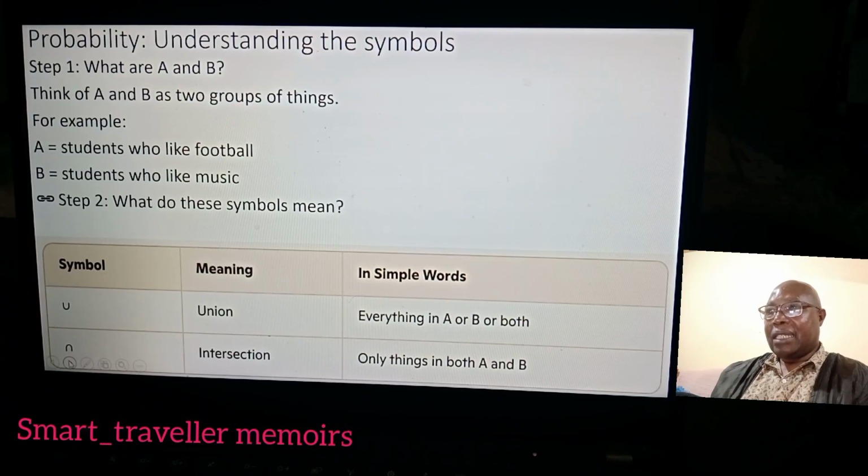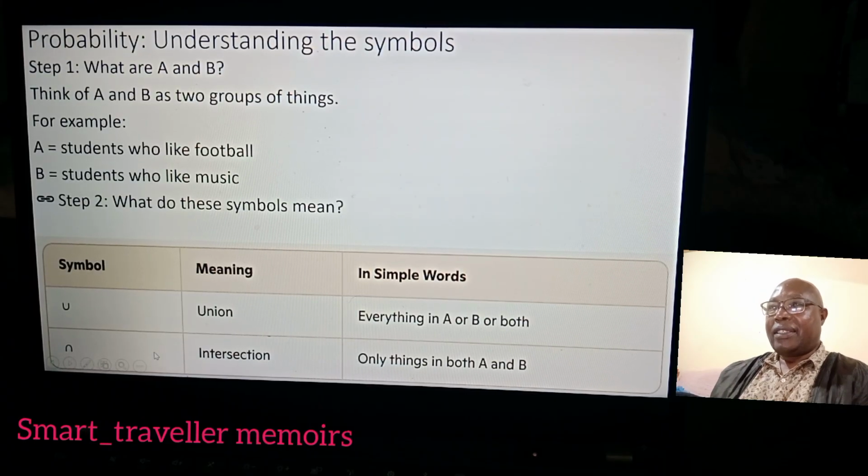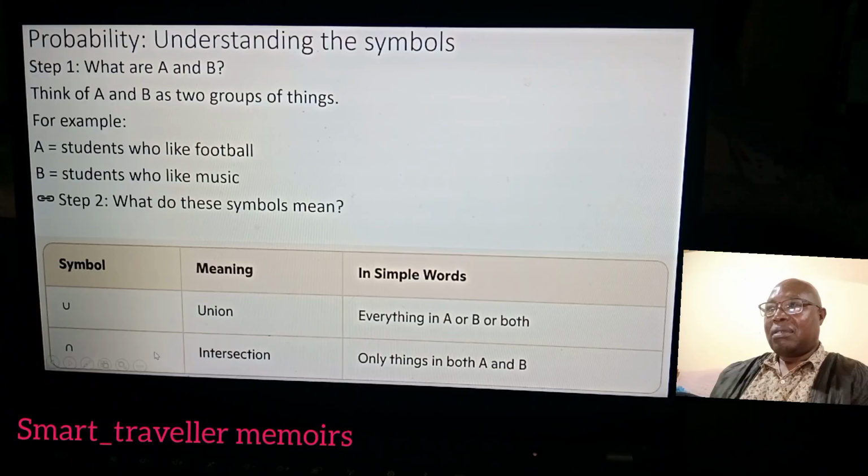In probability, we normally use letters, like we can use capital A and capital B. Think of A and B as two groups of things. For example, let A be students who like football, and B students who like music.